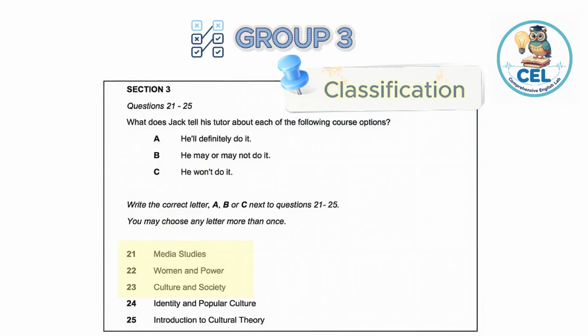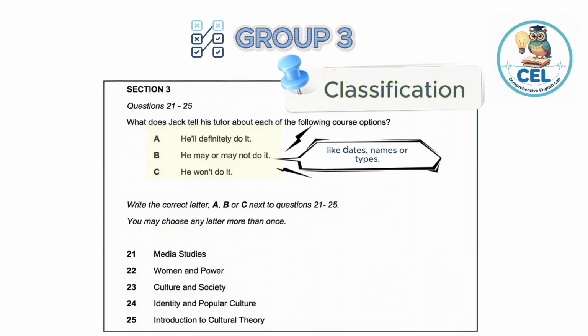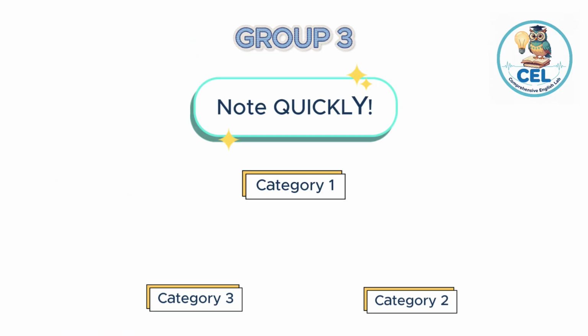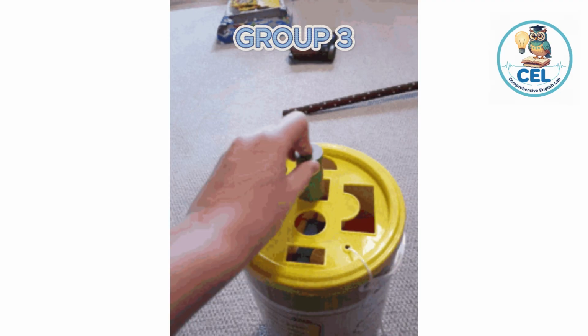Classification. You classify information into 3 categories: A, B, or C, like dates, names, or types. Tip: the categories repeat many times. Note them quickly. This tests sorting facts correctly.